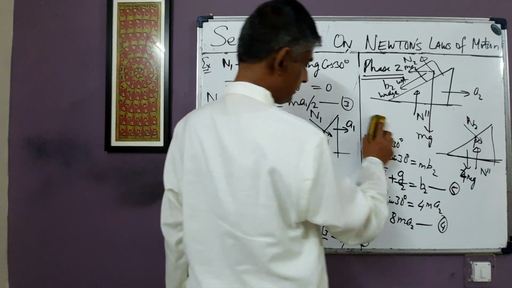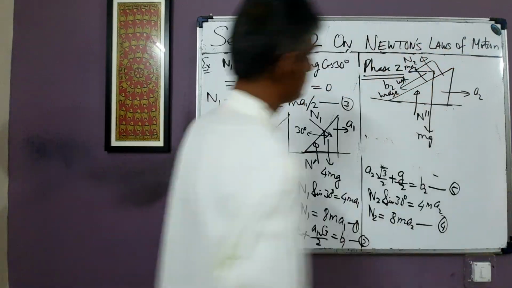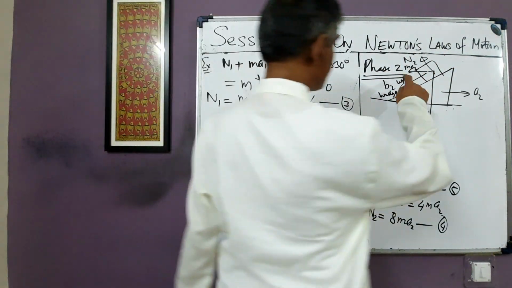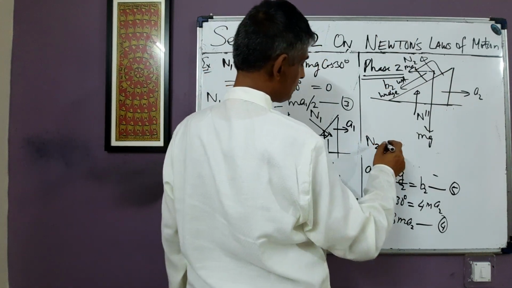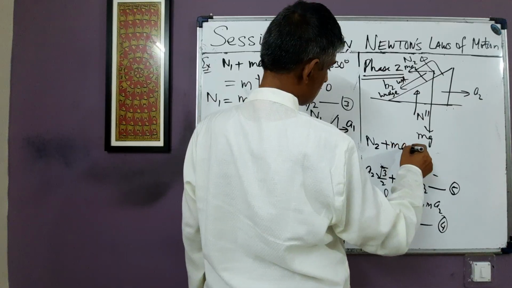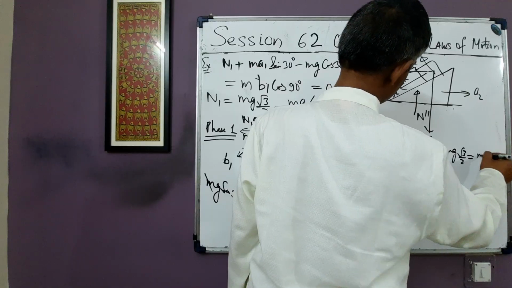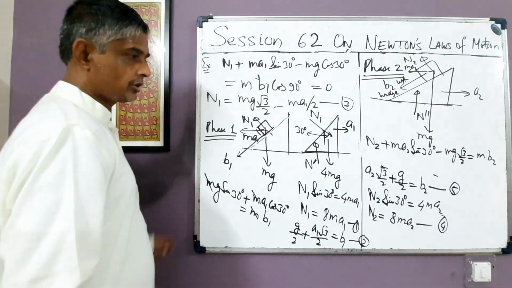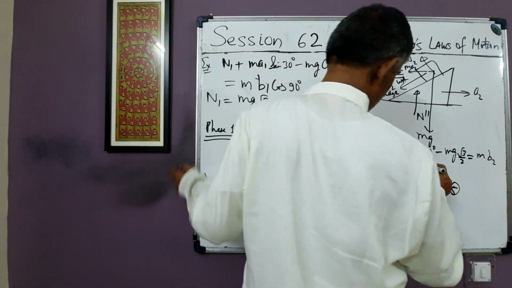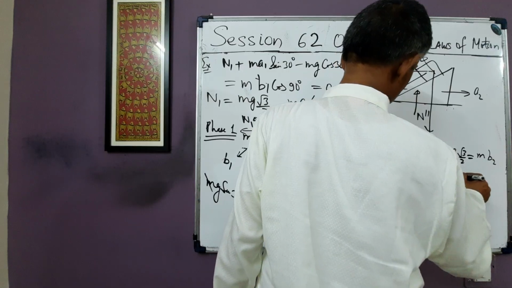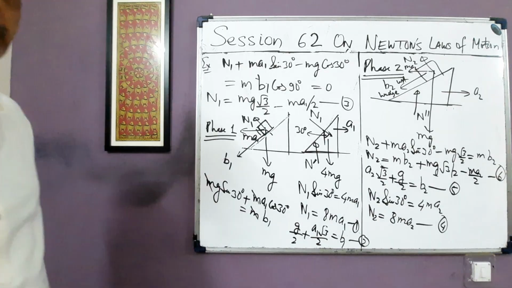Now I remove this one. Finally, I apply Newton's second law to the block with respect to the wedge along n2. So what do I write? n2 plus ma2 sin 30 degree minus mg cos 30 degree is equal to mb2. So n2 becomes how much? mb2 plus mg root 3 by 2 minus ma2 by 2. This is the sixth equation.